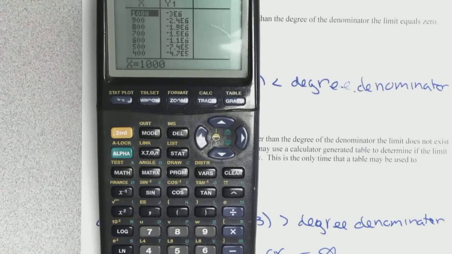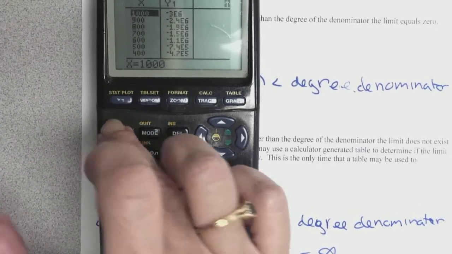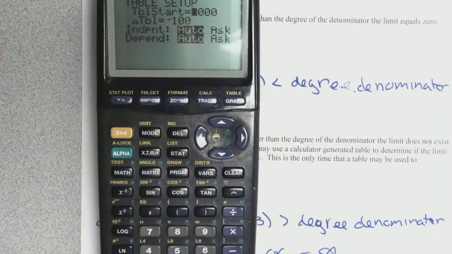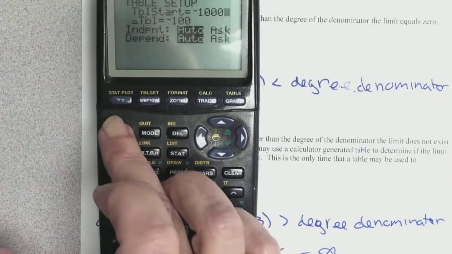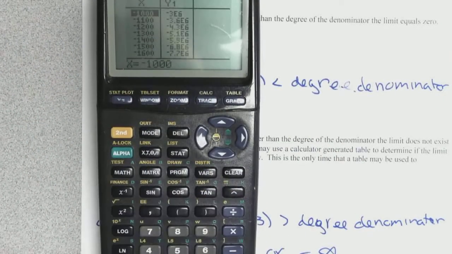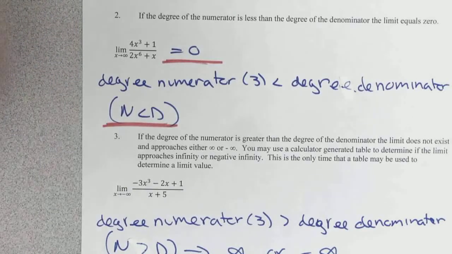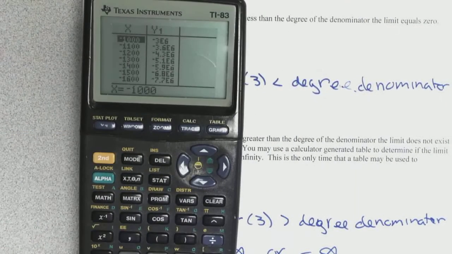It's gone into scientific notation. Notice that's what all those E's are. And it's giving me 1,000. I need to do table set again. Second table set, start at negative 1,000. So where do we go? And notice I got all those E's, but notice everything is negative. Negative 1,600 goes to negative 7.7e. It's gone into scientific notation, but all those answers are negative. I took that away a little too fast. All those answers are negative.